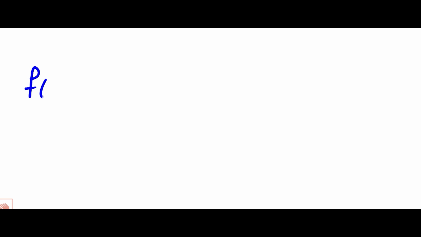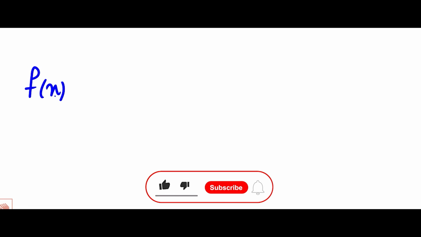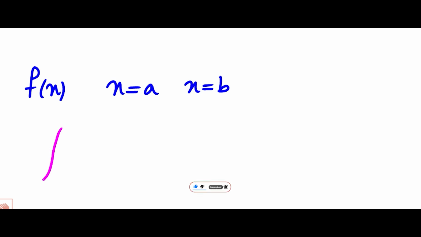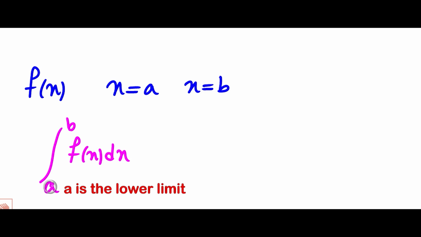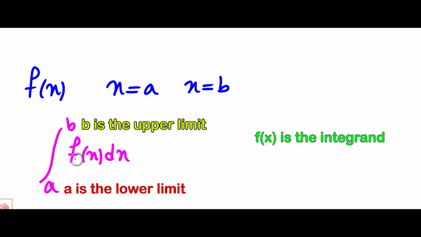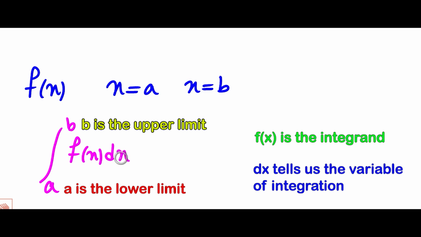Suppose we have a function f of x and we want to study it from x equals a to x equals b. Then we write the integral of f of x dx from a to b. This is called the definite integral of f of x from a to b. So here a is the lower limit and b is the upper limit, f of x is the integrand, and dx tells us the variable of integration.